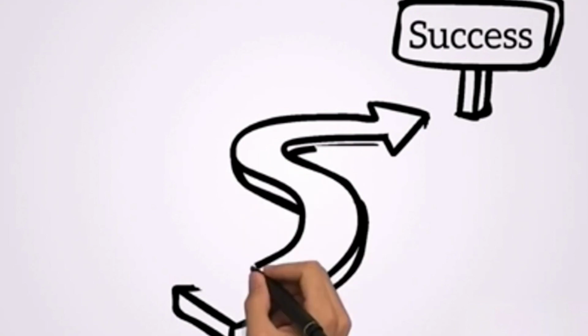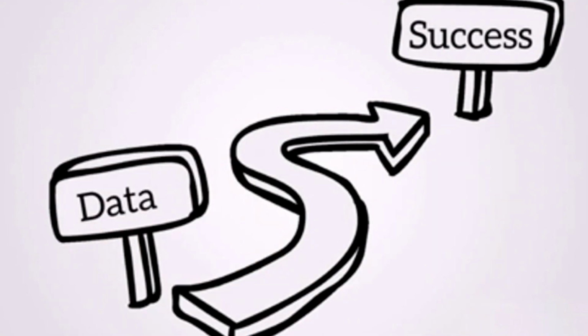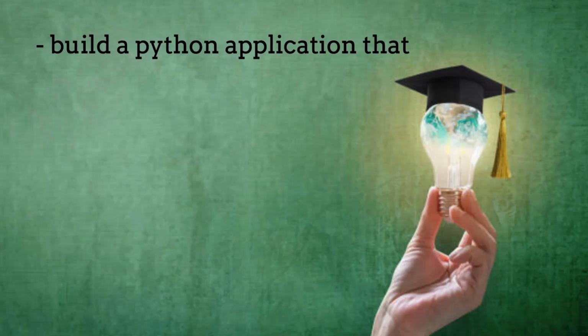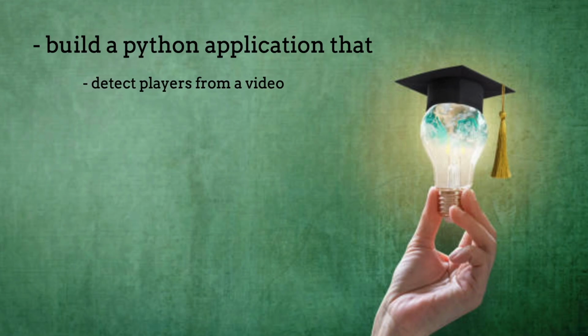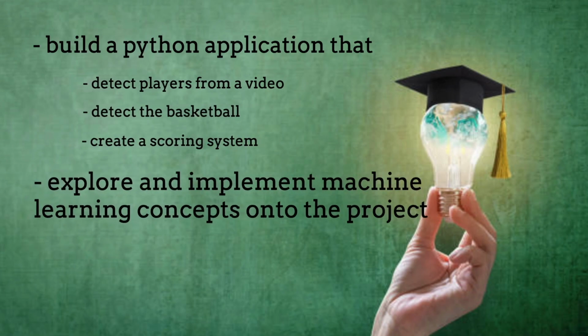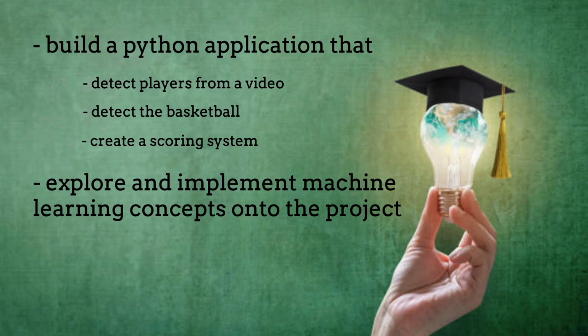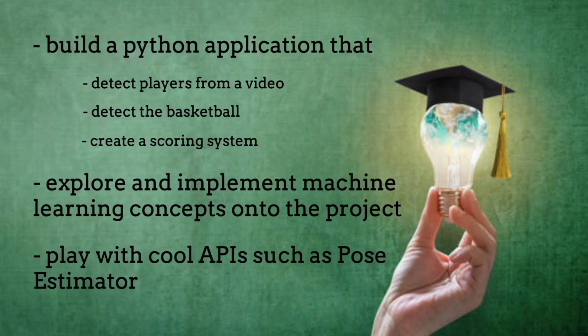Introduction. Today, most sports teams and players are investing a lot of their time in the idea of data-driven decisions in sports to help increase their level of performance and to increase their chance of winning a championship. So an idea popped up of creating a Python application that is able to take an input video to detect players, detect the basketball, and create a scoring system. I also wanted to explore and implement machine learning concepts into the project and play with cool APIs such as Pose Estimator.